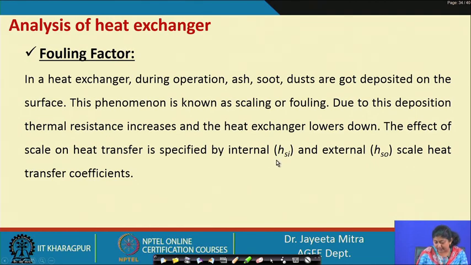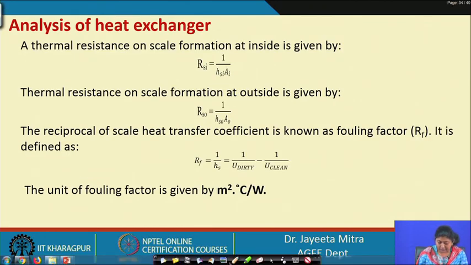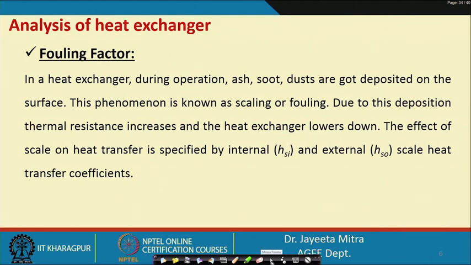Okay. So, HSI is the heat transfer coefficient for inside scale deposition. HO is the heat transfer coefficient for the exit or opposite side, the open or external side, and from this we can easily calculate the resistances like 1 by HSI AI and 1 by HSO AO.